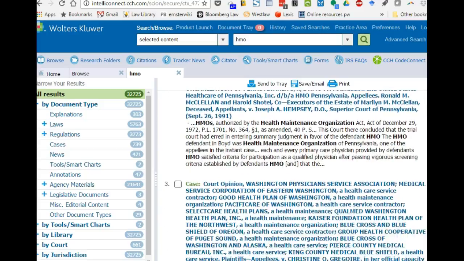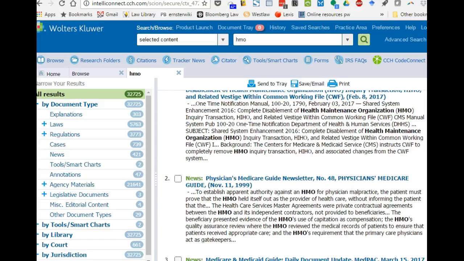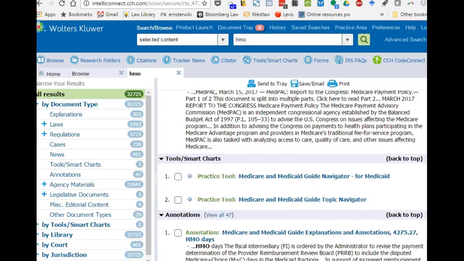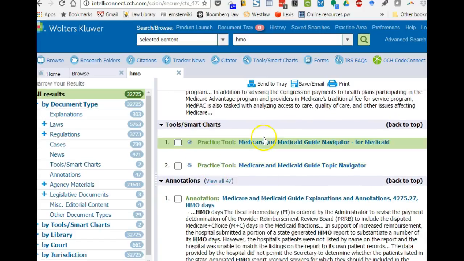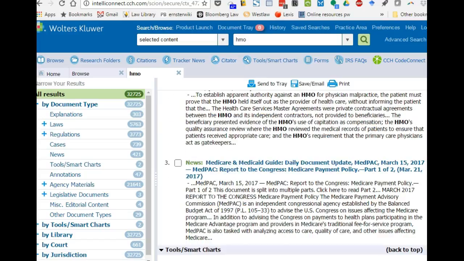So all the types of materials we're talking about: cases, news. So what's tools? These tools, these practice tools, are going to be very different depending on the area. These annotations also are more like explanations.